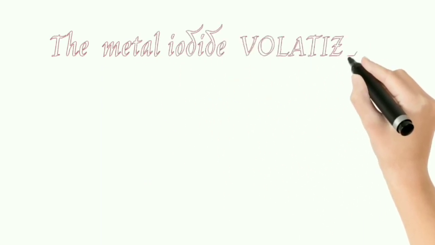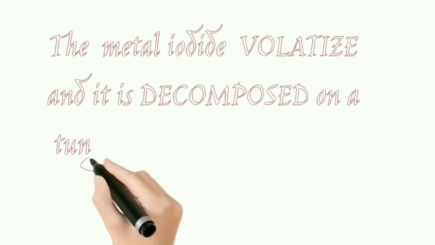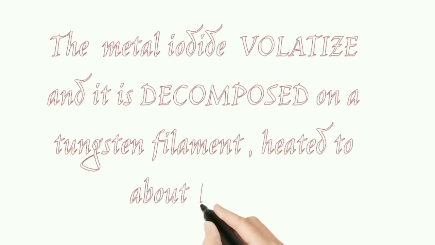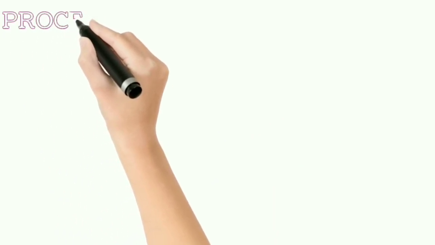Okay, vacuum conditions inside. That is, vacuum is empty space. Clear for that? So the metal iodide volatilizes and it decomposes on the tungsten filament heated to about 1800 Kelvin for the decomposition. High temperature we have to give now. That is the thing. Okay.